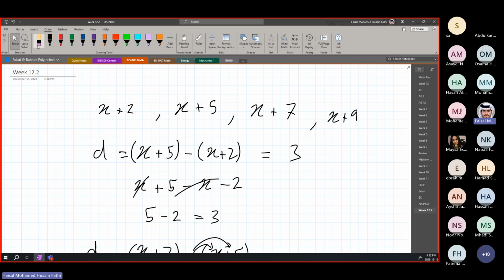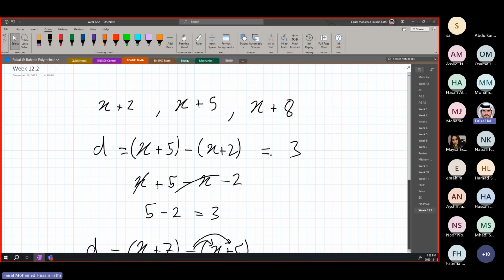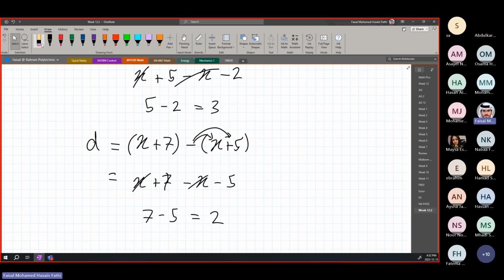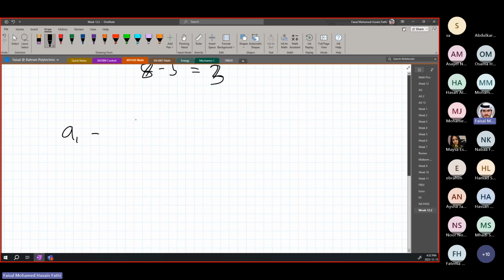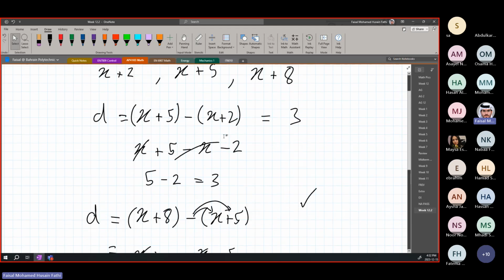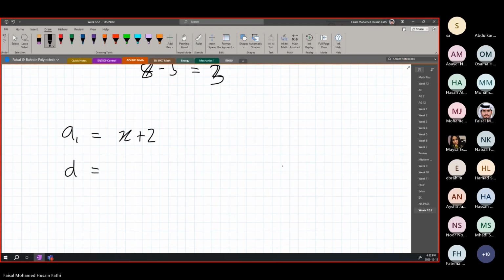I cannot solve it. Let's make it an arithmetic sequence and let's put 8 instead. Okay? Let's put 8 instead here. If we have 8 here, this will become an arithmetic sequence. 8 minus 5 is equal to 3. So this is an arithmetic sequence. What is our A1? A1 is equal to x plus 2. What is our common difference? Our common difference is 3.